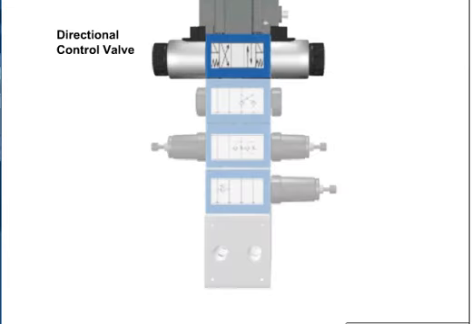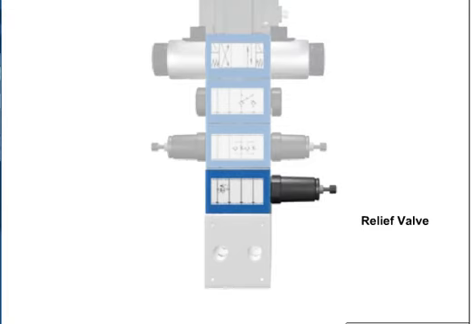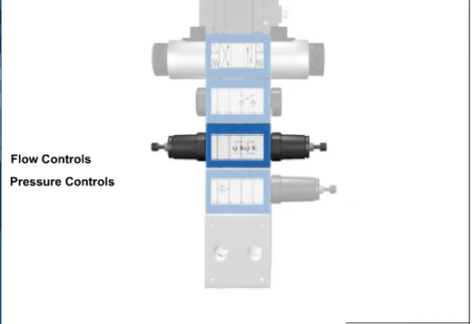The directional control valve is always located on the top of the stack. The relief valve should be placed at the bottom of the stack next to the subplate. Flow control valves and pressure control valves are placed between the relief valve and the directional control valve.